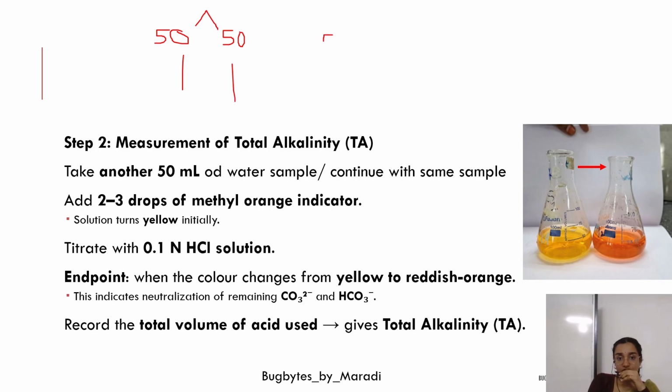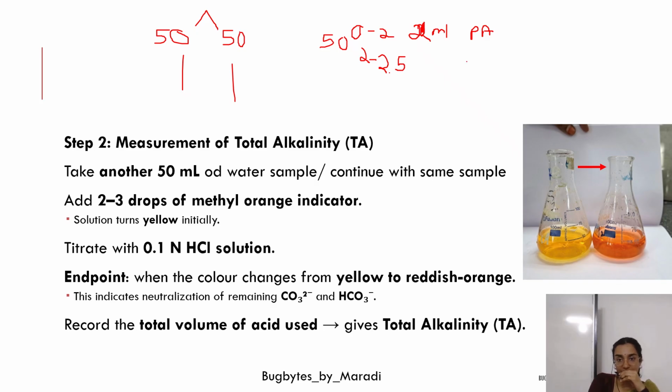If you are using only one 50 ml water sample, just imagine it goes from 0 to 2 ml. So 2 ml is required, and that is the result for your PA, and you will be continuing. Then from 2 to maybe 2.5, so 2 to 2.5.